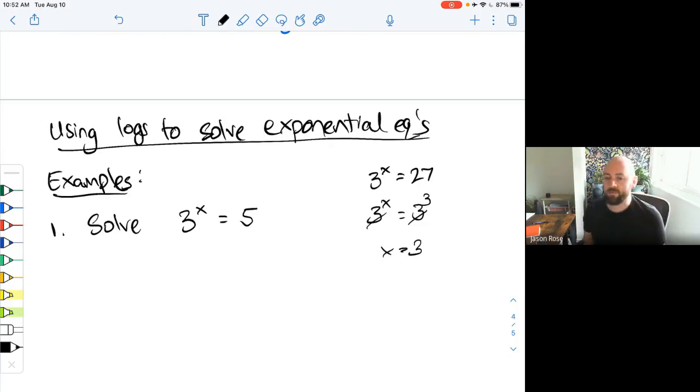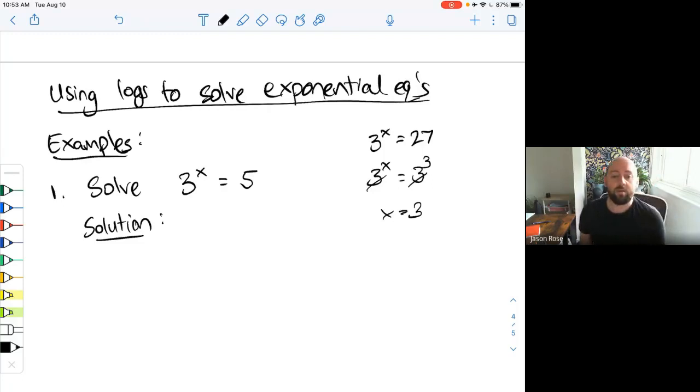But here we have a problem, that this kind of thing isn't really going to work here, because 3 to the x equals 5. I can't take that 5 and rewrite it as 3 squared or 3 to the power 1 or 3 to the power 3. It's a number that doesn't just naturally have 3 as a base. You can't rewrite it with 3 as a base like that. So how do I get to that x? Well, here's what we do.